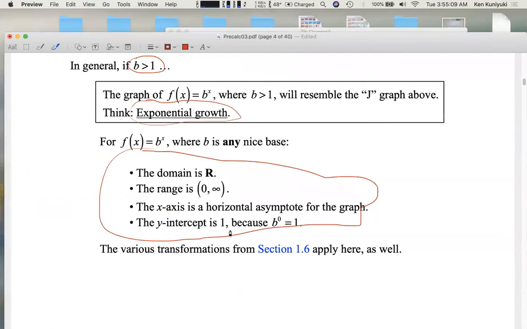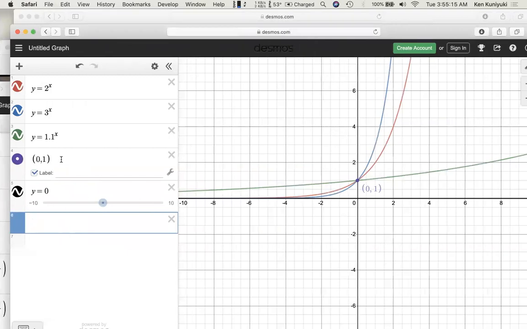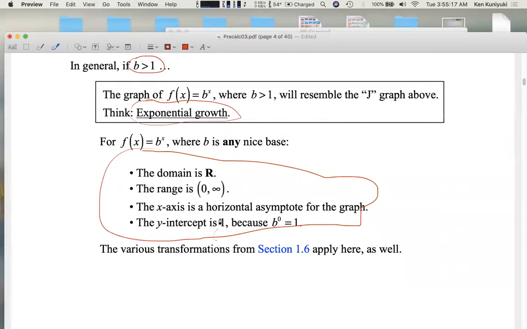All right, the y-intercept is at, again, it should be (0, 1). Maybe we can type that in. (0, 1). That's the y-intercept. Remember, we tend to prefer ordered pairs for our intercepts. Okay, so those are the features for f of x equals b to the x, where b is greater than 1. But what if b is, say, 1/2 or 1/3?